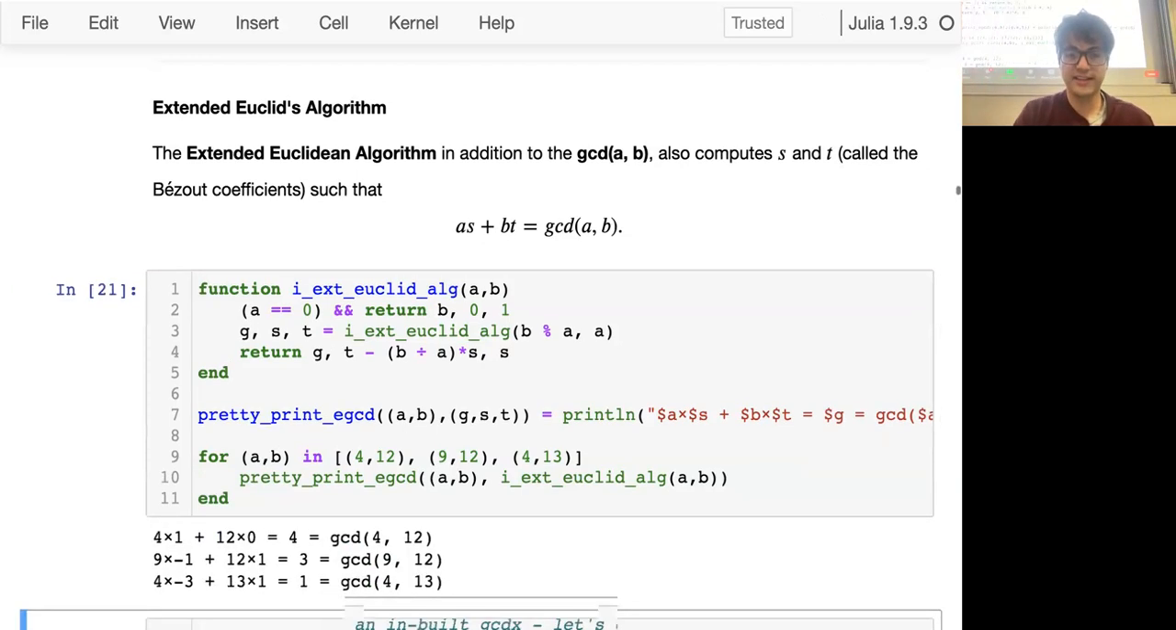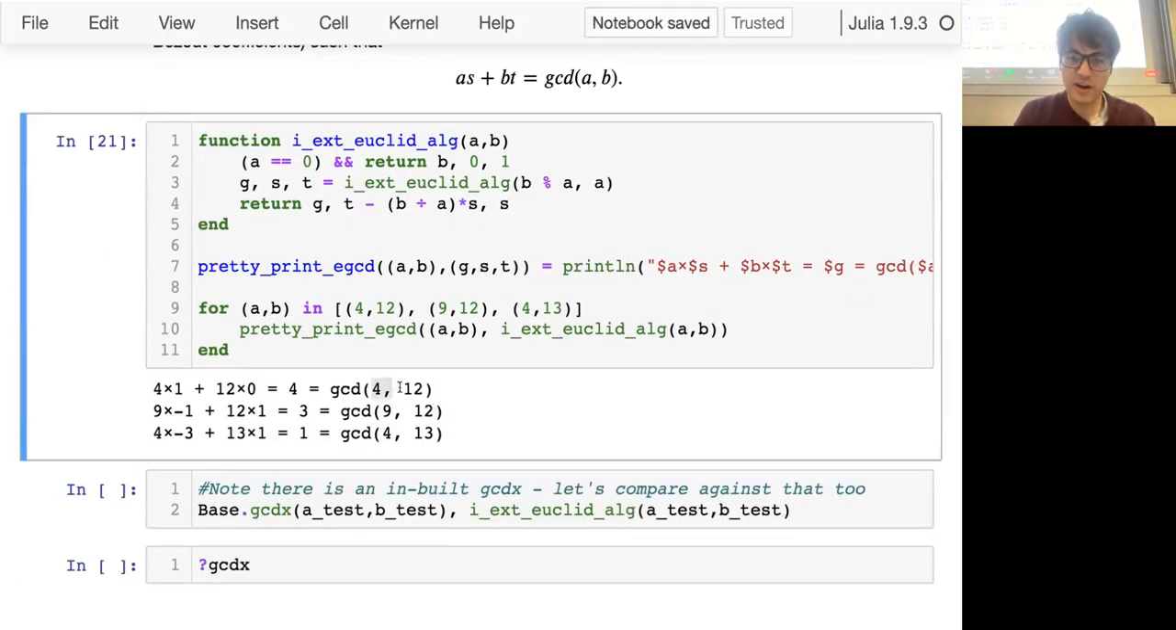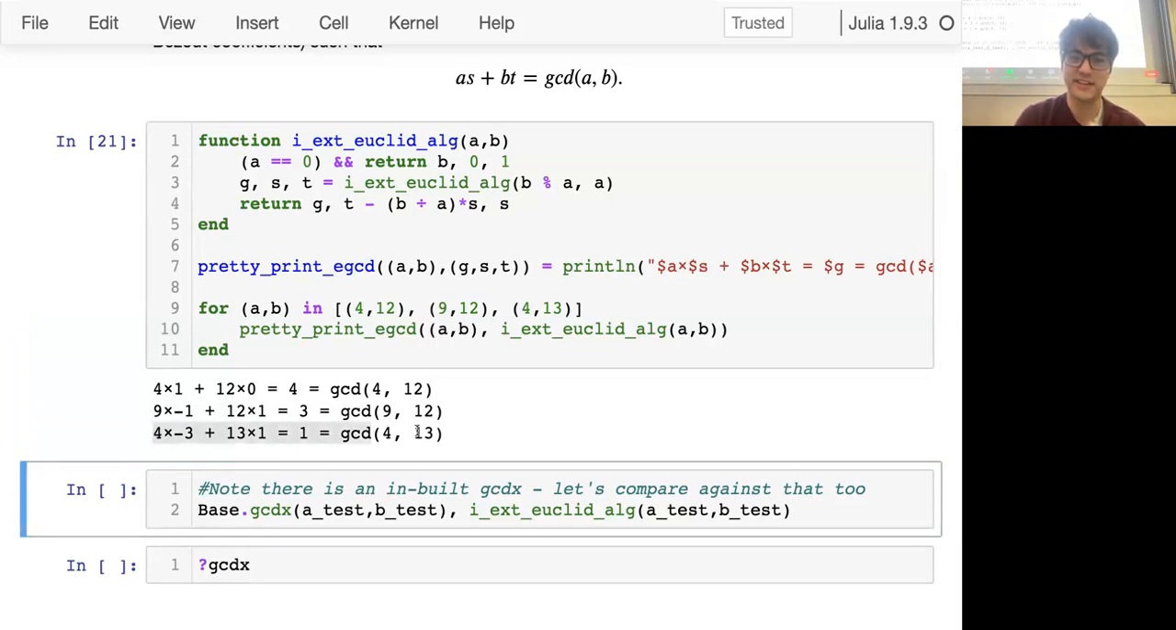Let's just do this. We have 4 and 12 here. If we call the integer extended Euclidean algorithm, we're going to get the Bezout coefficients, because 4 times 1 plus 12 times 0 is equal to 4, which is the GCD of 4 and 12. So here's our linear combination of 4 and 12 equal to the GCD. For 9 and 12, the GCD is 3, which is 9 times minus 1 plus 12 times 1. There's our linear combination equal to the GCD. And this is the important one. The GCD of 4 and 13 is 1, and I can get a linear combination of 4 and 13 showing me that it's 1. Now, why am I interested in something like this?